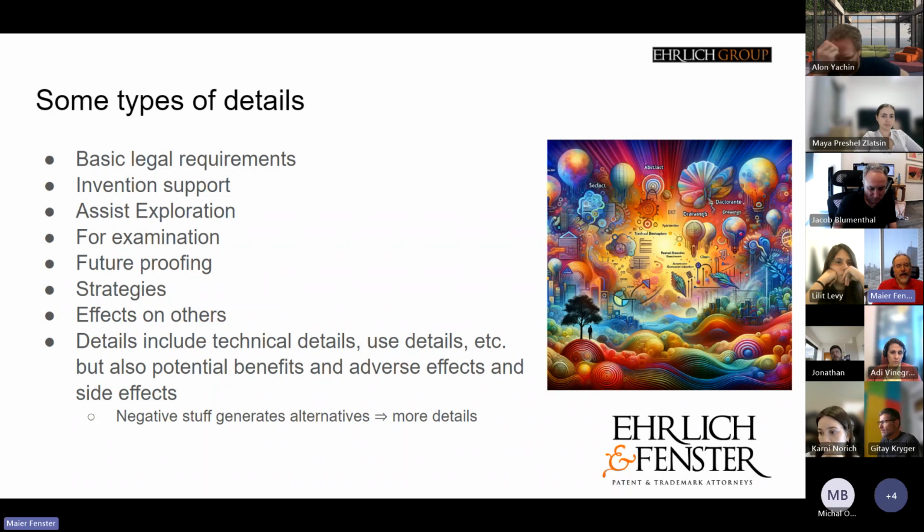And when we talk about details, usually we mean technical details, but it's not only technical detail, it's also details of how to use things, and it's also potential benefits and adverse effects and side effects. Of course, when you write a patent, there are no adverse effects, but you have to have the detail, because if you have some sort of negative, then probably there's going to be an alternative, and the alternative will, guess what, need more details.